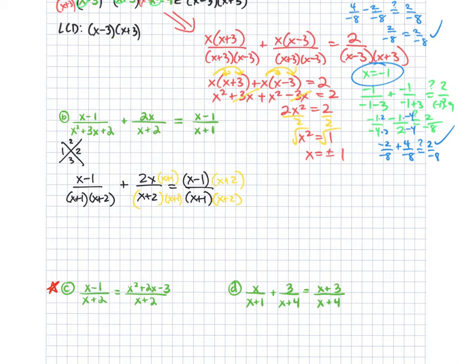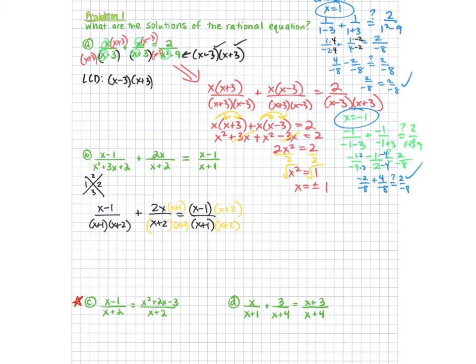All right, and once we do that, we don't need to write, like up here, I wrote this over again. We already know the denominators are going to be the same. So let's just write the tops and save some space, or the numerators, right? So this becomes x minus 1 plus 2x times x plus 1, and that's going to equal x minus 1 times x plus 2.